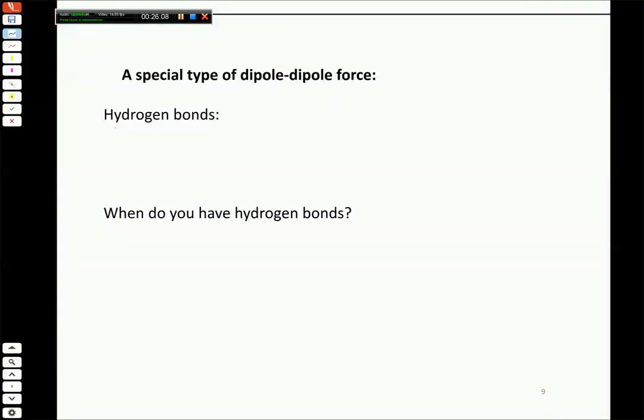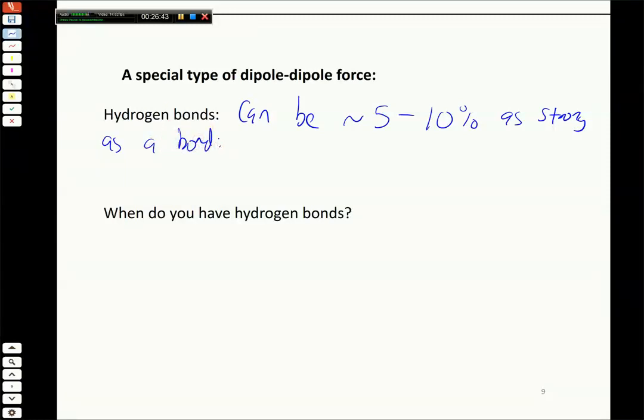And again, this nomenclature gets a little bit confusing. We're not talking about a covalent bond involving hydrogen. We're talking about an intermolecular force, and these can be up to 5 to 10% as strong as a covalent bond. So we said that the dipole-dipole forces are only about 1% as strong as a covalent bond. These ones are 5 to 10 times stronger than that, but they're still not nearly as strong as the bond itself. So these are still weaker than a covalent bond, but stronger than regular dipole-dipole forces.